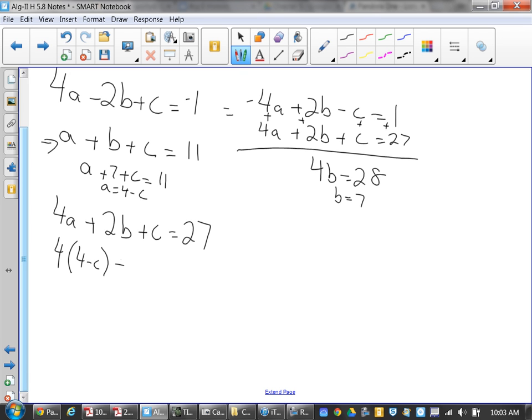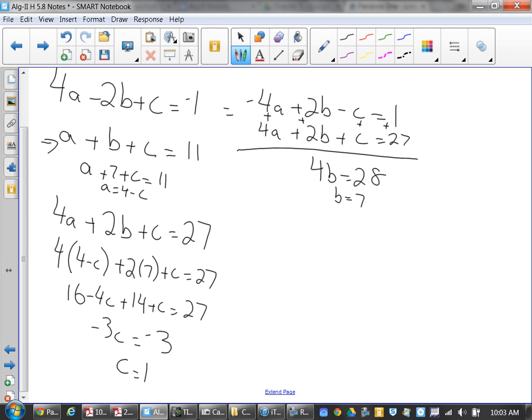You know that b is 7, so it'd be plus 2 times 7 plus c is 27. What you're doing here is just going to solve for c. So you have 16 minus 4c plus 14 plus c is 27. So negative 3c equals negative 3, so c is 1. So if c is 1, what's a? 3. So a is 3, b is 7, and c is 1.